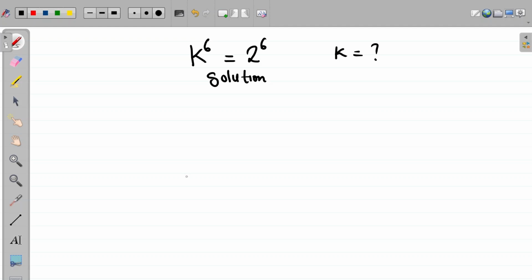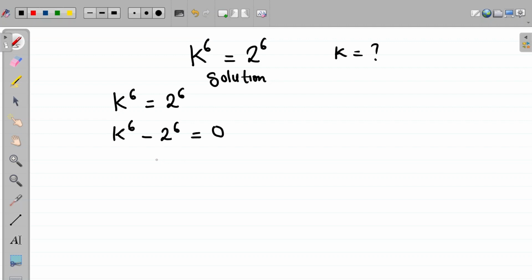Alright, we are asked to obtain the value of k such that k raised to the power of 6 is equal to 2 raised to the power of 6. So we had that k raised to the power of 6 is equal to 2 raised to the power of 6. Let us move 2 raised to the power of 6 to the left hand side. Our equation becomes k raised to the power of 6 minus 2 raised to the power of 6 equal to 0.